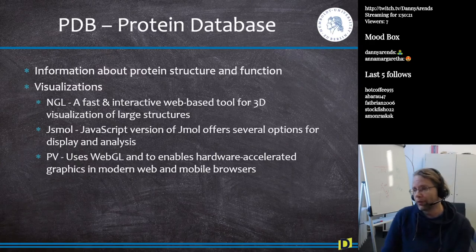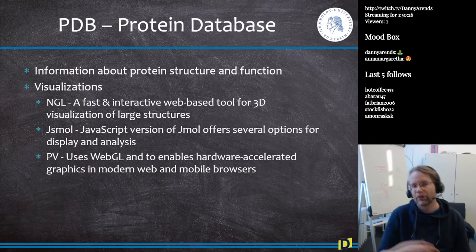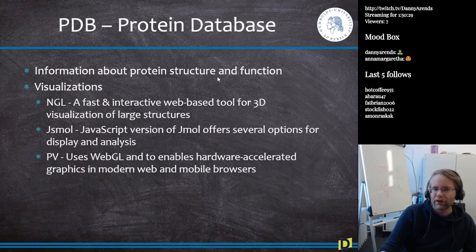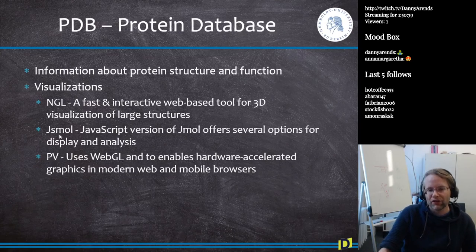So the PDB, we already talked about it, I think, in a previous lecture. PDB is the protein database. It contains information about different protein structure, different function. And the nice thing is it provides three different visualizers. So if you want to look at protein structure, then you can use the NGL, the JSmol, and the PV viewers. So the PV viewer is kind of the newest one. It uses WebGL and modern web browsers. So generally the PV viewer is the one that is the default currently, I think.